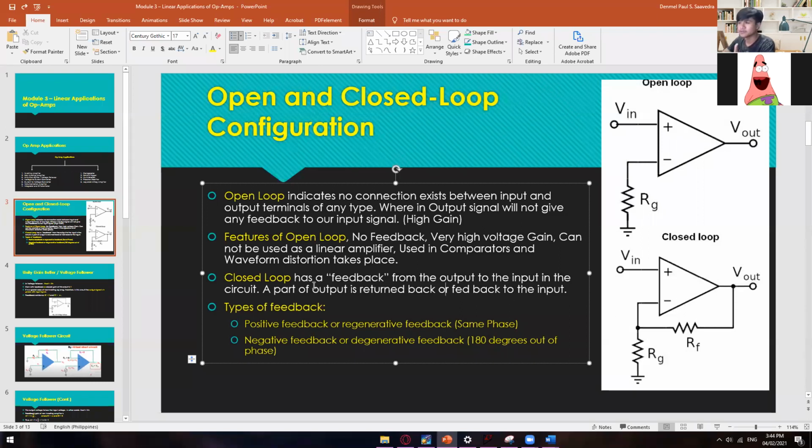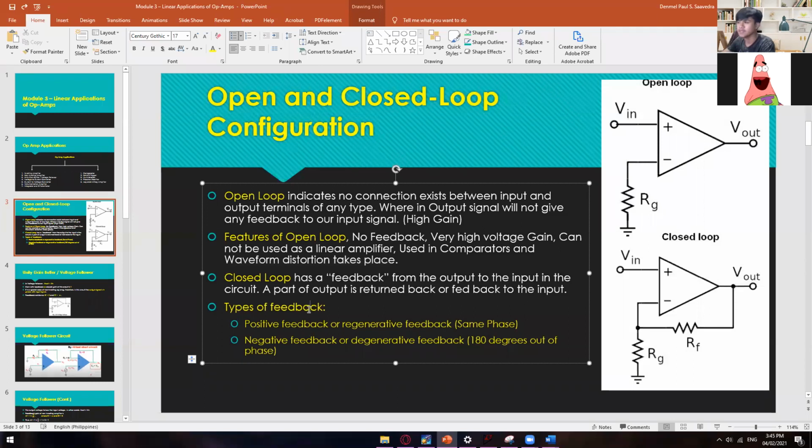The benefits of having a closed loop are completely the opposite of the open loop. You will get a low voltage gain, but in return you'll get a stable and more controllable voltage. Since you have feedback, this can now be used as part of the linear applications, or linear op-amps. It is also not susceptible to waveform distortion. The gain is not really small, it's still high, but it is now controllable, with less waveform distortion.